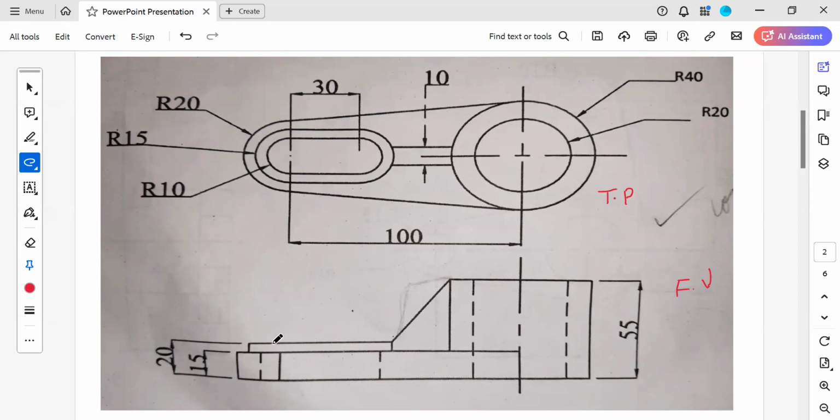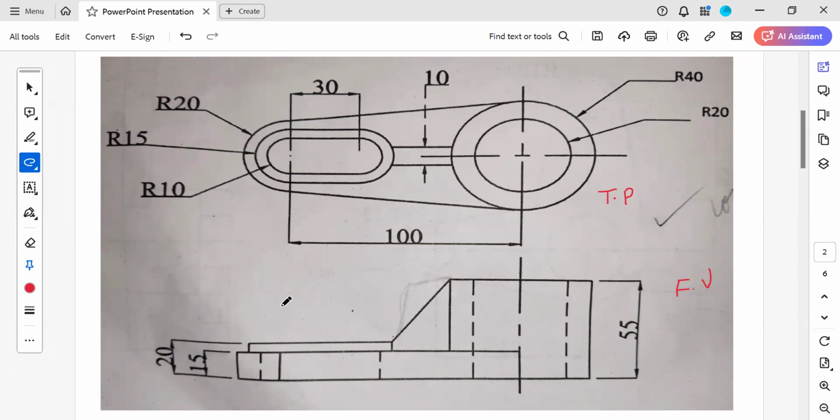Next, on this side we will have one more set of circles. This is a circle of radius 20, a circle of radius 15, and here a circle of radius 10 is there, and the corresponding heights are given. The one large circle will have a height of 15 mm. The small circles, 15 and 10, are placed at a distance of 20 from the base.